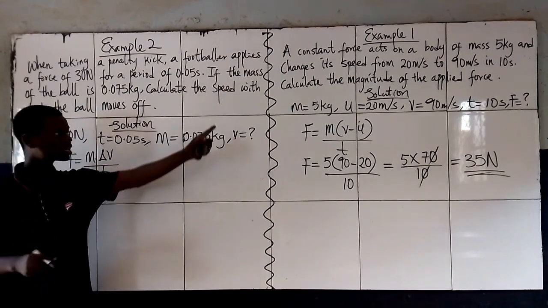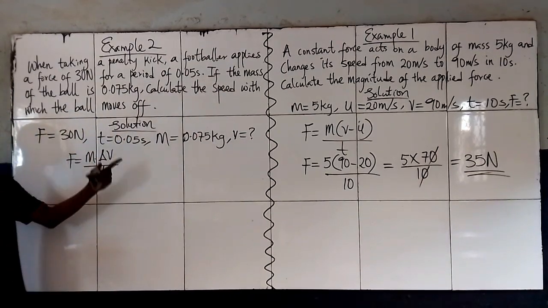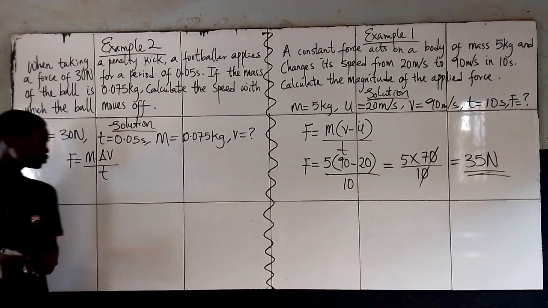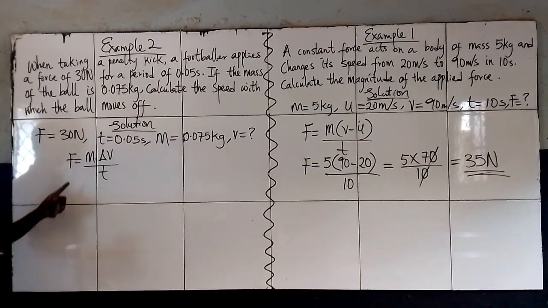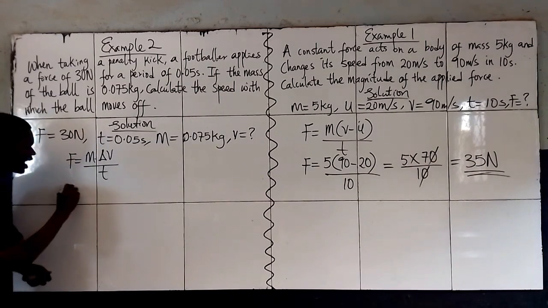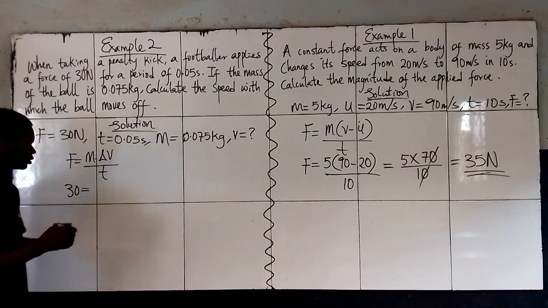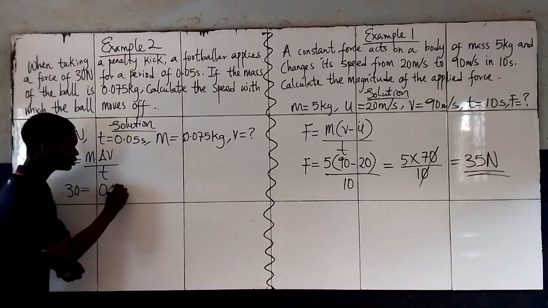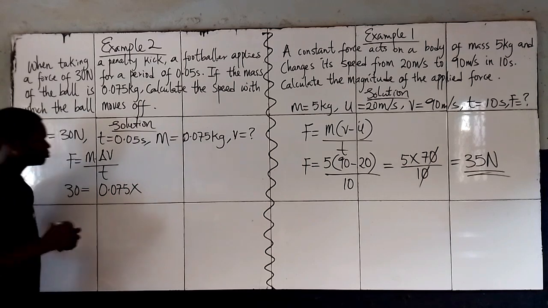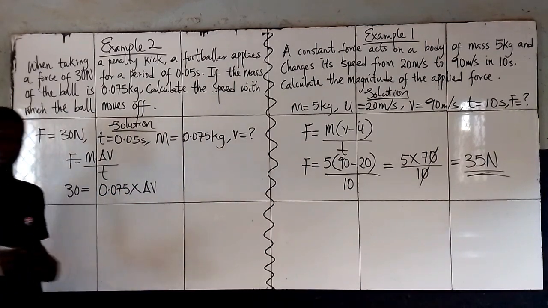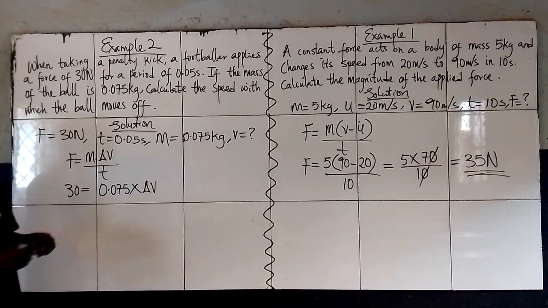Mind you, when they said calculate the velocity with which the ball will fly off, it's the same thing we're referring to by change in velocity. Okay? So now let's input and solve. Where was the force given in this question? Yes. And what's the value? 30. So I'm going to write 30 equals to, following the formula, M. What's our M? 0.075 times change in velocity, which is unknown. Okay, change in velocity is what? Unknown, or you call it V.